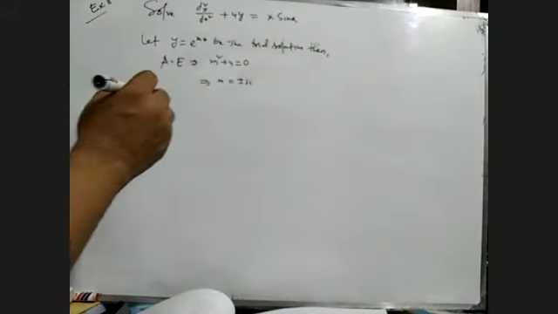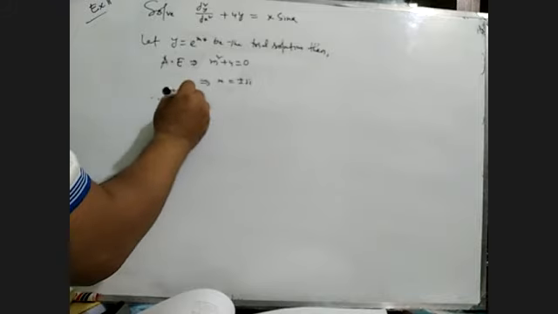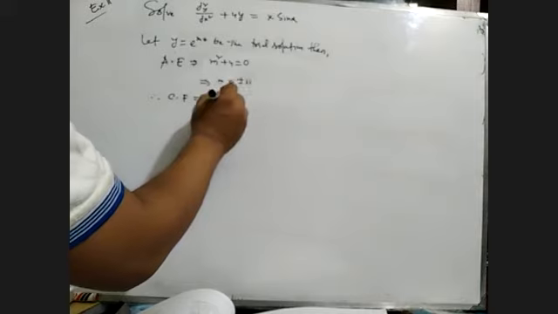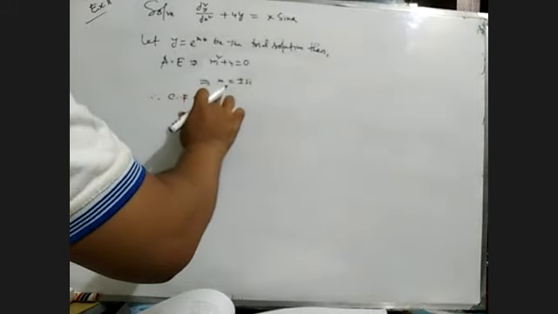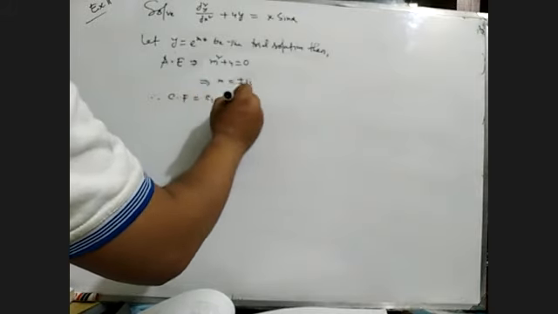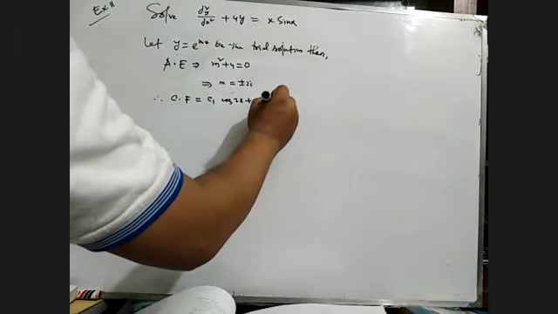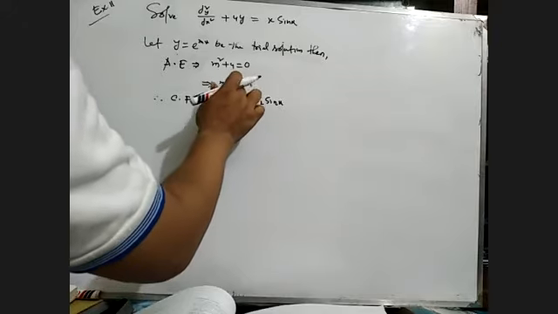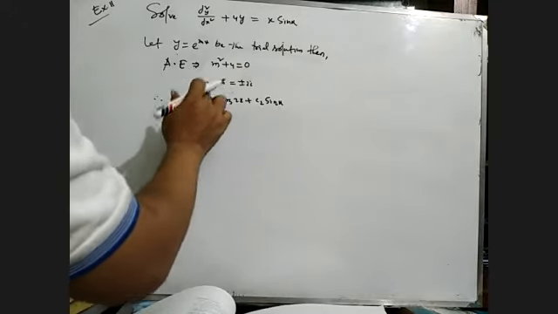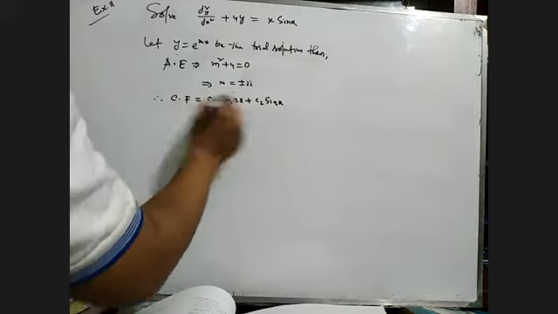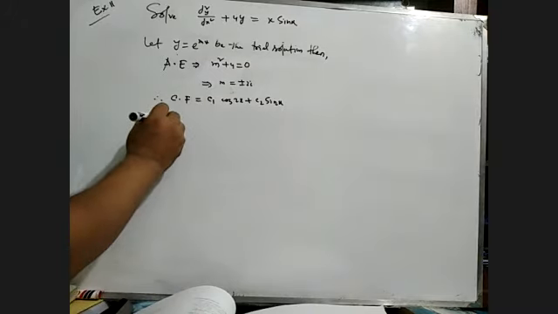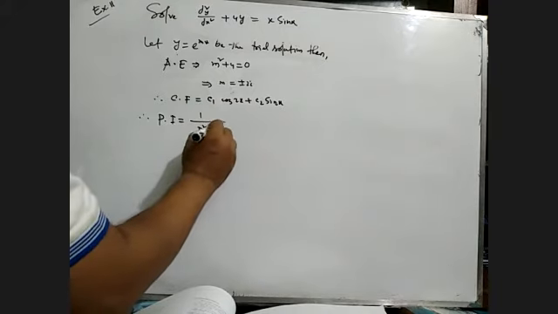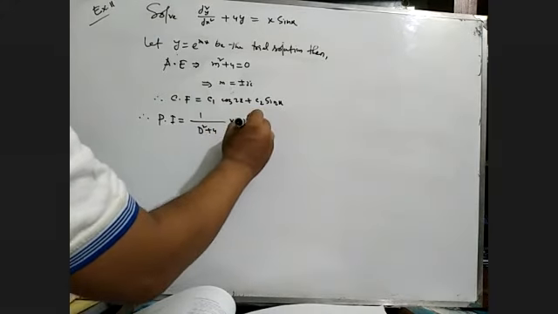Now the complementary function will be c1 cos 2x plus c2 sin 2x. I am not writing e to the power 0x because if we compare with alpha plus i beta, alpha is 0, so e to the power 0 will be 1. This is the complementary function. Now the particular integral will be 1 by D squared plus 4 of x sin x.